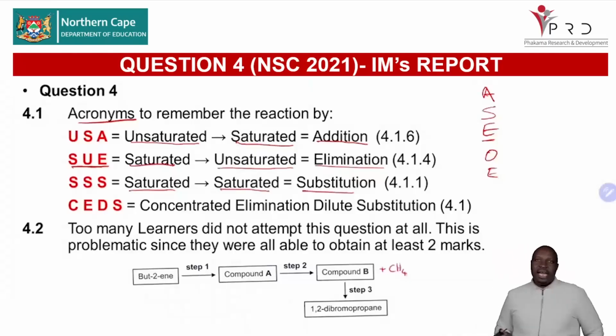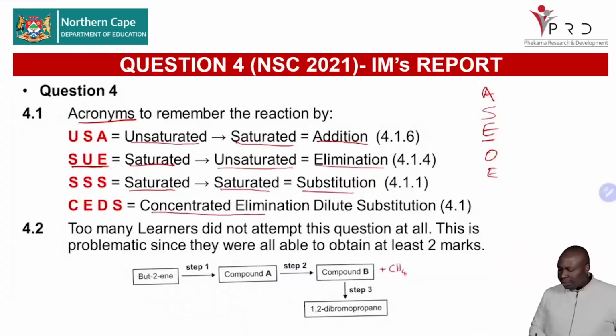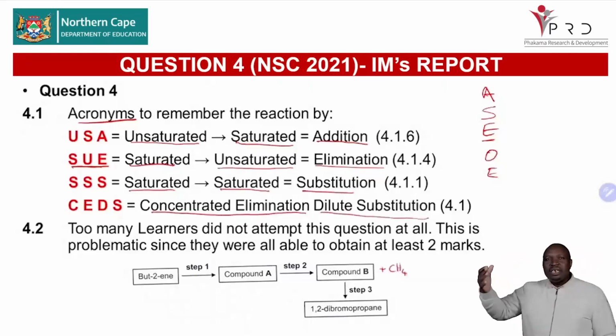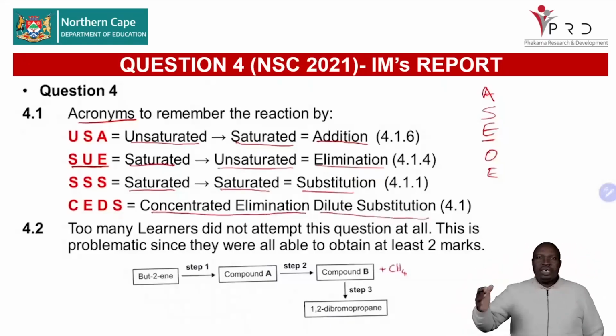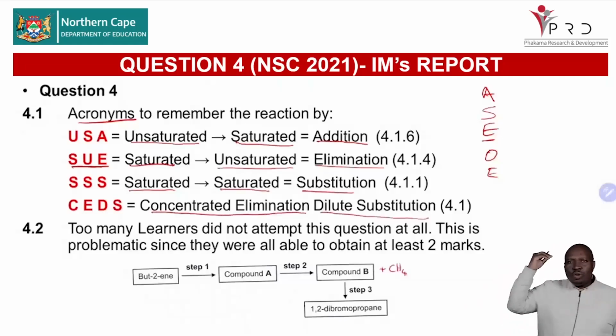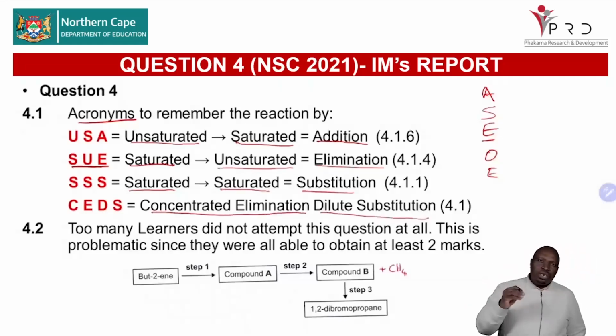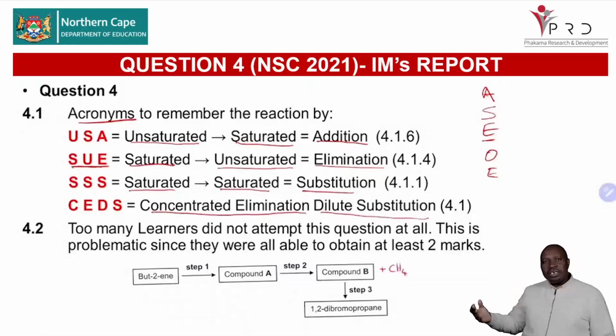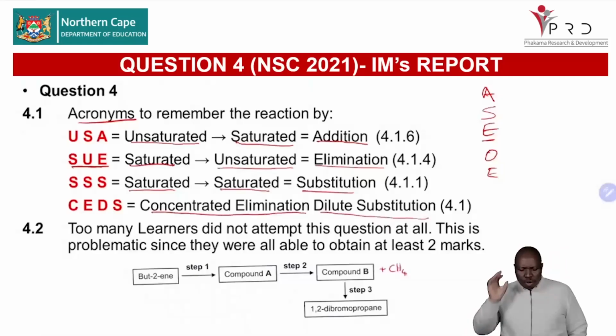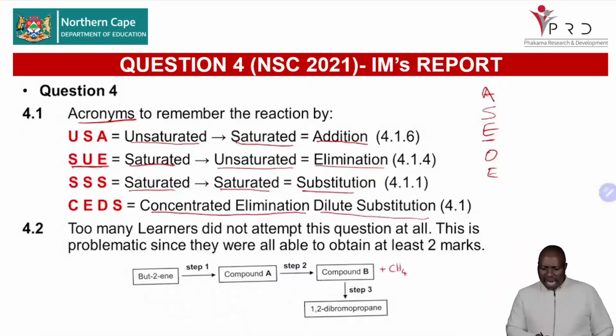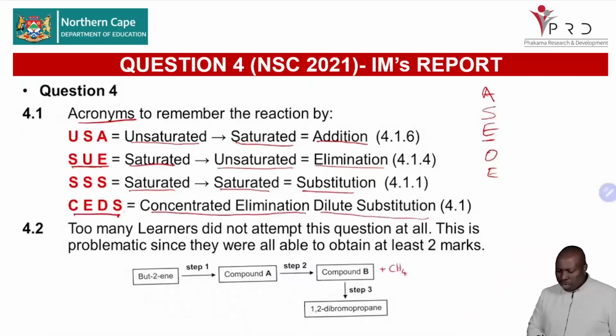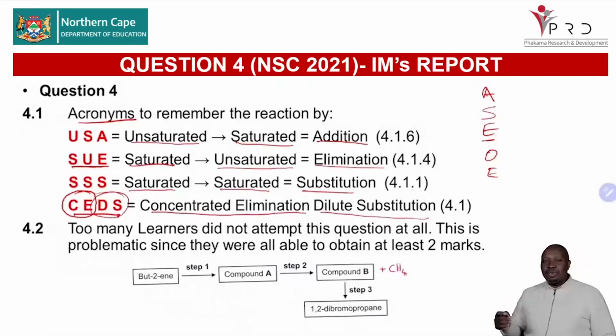And we're saying CEDS, which stands for concentrated is for elimination, and dilute is for substitution. So when we're using concentrated sodium hydroxide, concentrated strong base, you know that we're going to eliminate. But when we use dilute sodium hydroxide, the reaction that we are talking about is substitution. In this case, it will be hydrolysis. So you got to have an understanding of CEDS. It makes you remember this acronym to say, once I use concentrated sodium hydroxide, I'm eliminating. But once I use dilute sodium hydroxide, I am substituting.